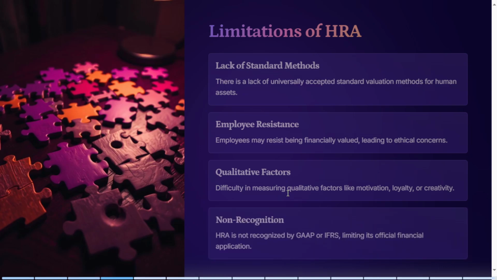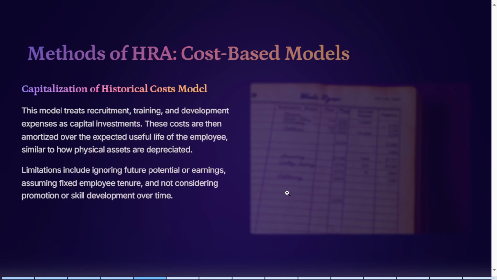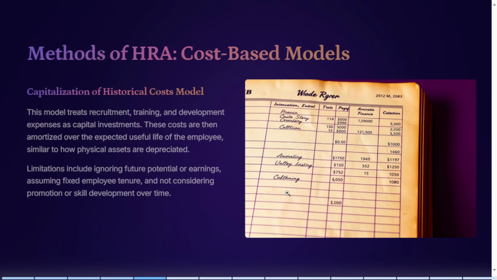Methods of HRA. Very first, the cost-based model, capitalization of historical cost model. Think of this like buying a machine. When you recruit an employee, you spend money on recruitment, selection, training, and development. Instead of treating this as an immediate expense, this model says let's treat it as a capital investment and spread the cost over the employee's expected work life.